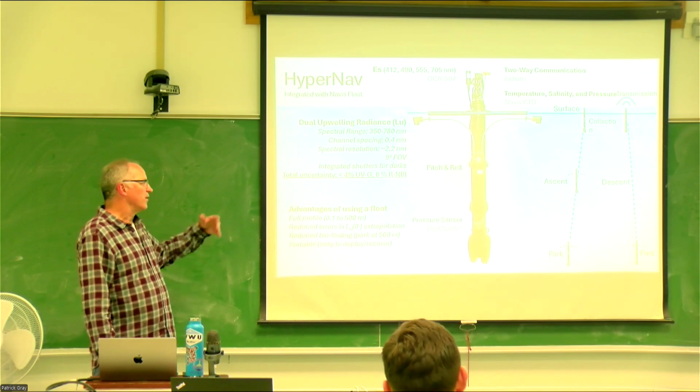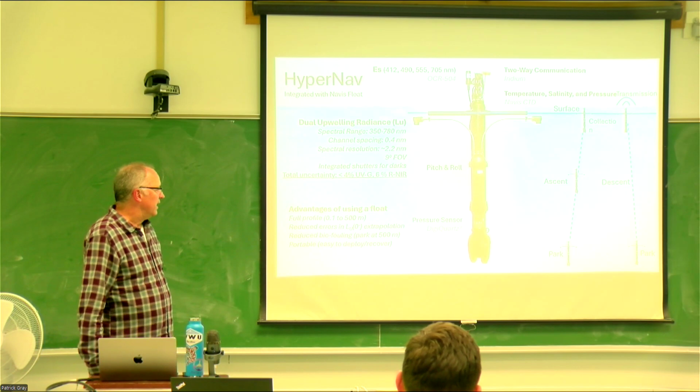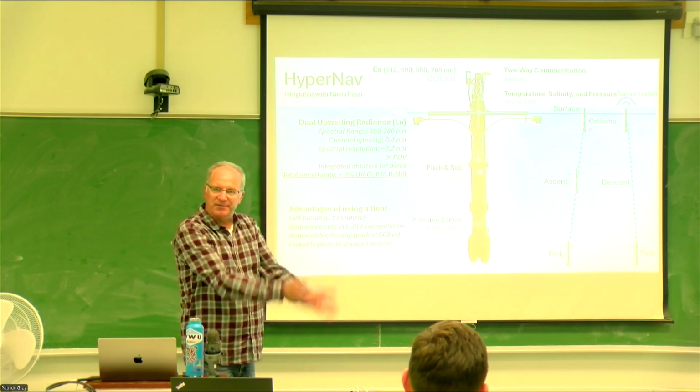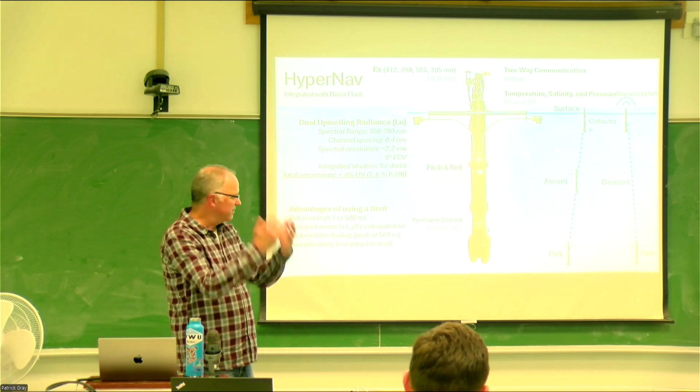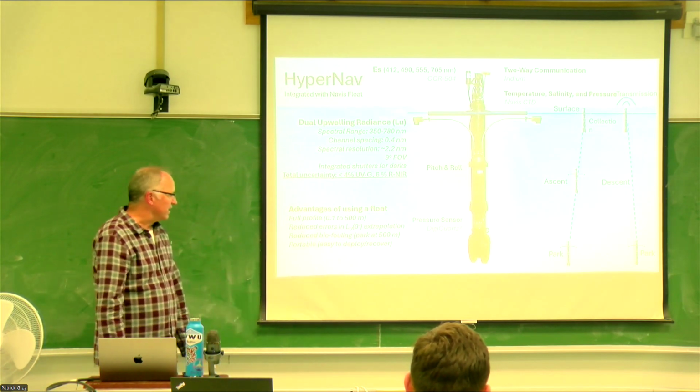So why did we want to go to a float? Some really good advantages of doing that. You get more of a good profile, so you can do more estimates of K at different depths. You're reducing errors in the extrapolation.